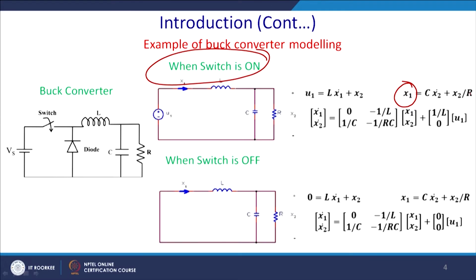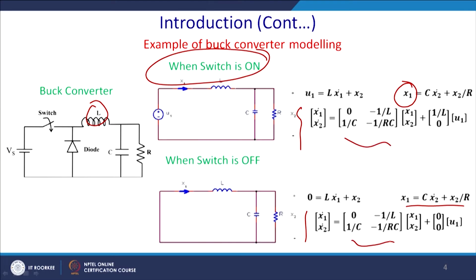Similarly, when it is in the off state, we can rewrite the equation. There is no voltage source, so ultimately the power in the inductor will flow into the circuit, assuming that the diode is ideal. So, this is the equation that will be governed: 0 equal to L dx/dt plus x2, that is the voltage across the capacitor, and similarly you can rewrite this equation. You can see how these kinds of matrices are available. This A matrix is the same.